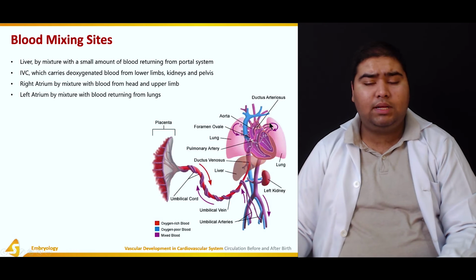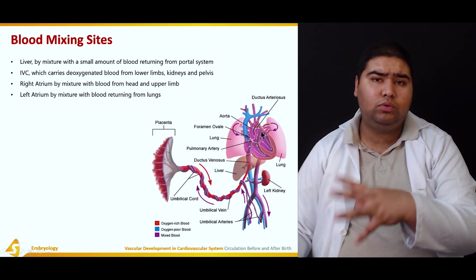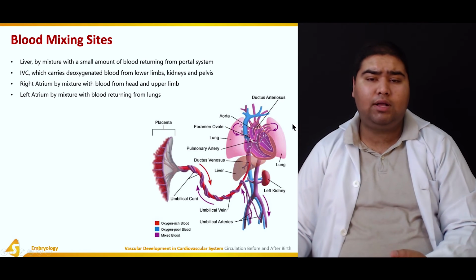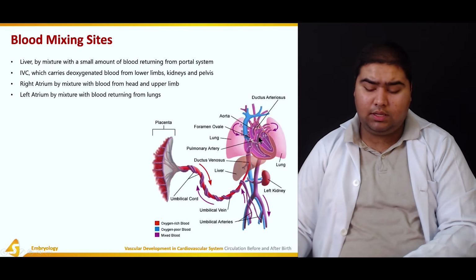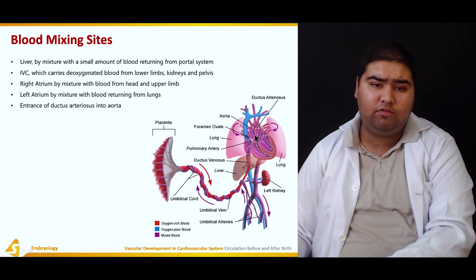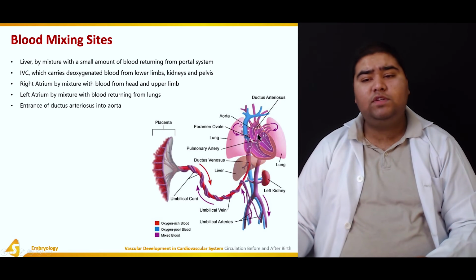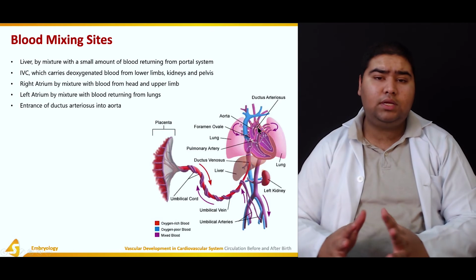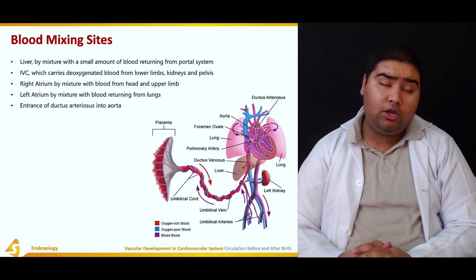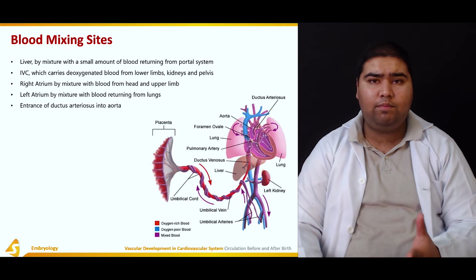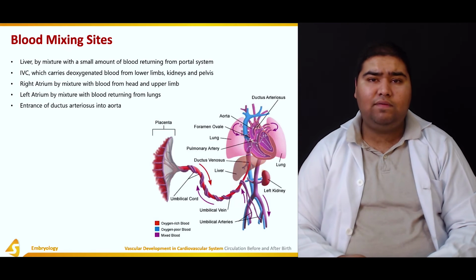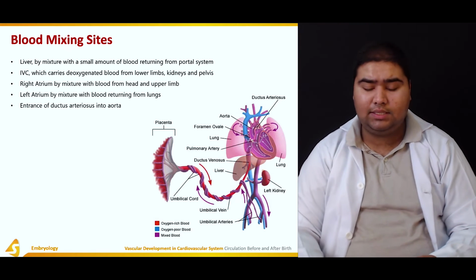So some blood that has actually gone to the lungs is now coming back and is being poured into the left atrium and is responsible for mixing of blood. And the entrance of the ductus arteriosus into the descending aorta is also responsible for the mixing of blood. So 5 important sites: the liver, the inferior vena cava, the right atrium, the left atrium, and the ductus arteriosus.